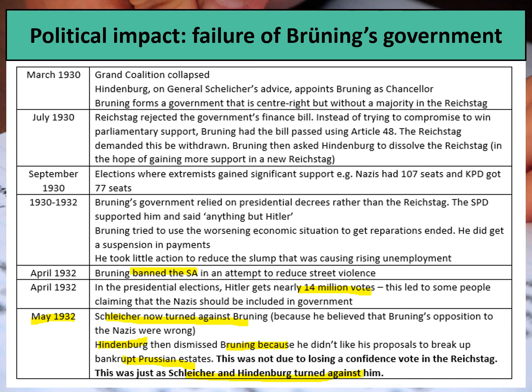I want you to think about those ideas that we discussed before. Do you think he was the last defender of democracy? Was he its enemy? What are your thoughts on Brüning? It's definitely worth writing them down so that you've got those kind of ideas for future exam arguments.